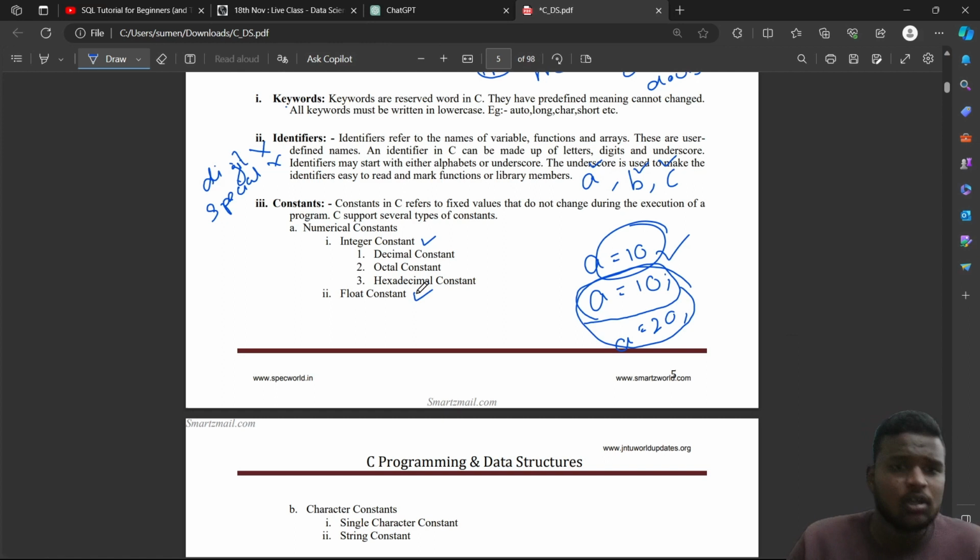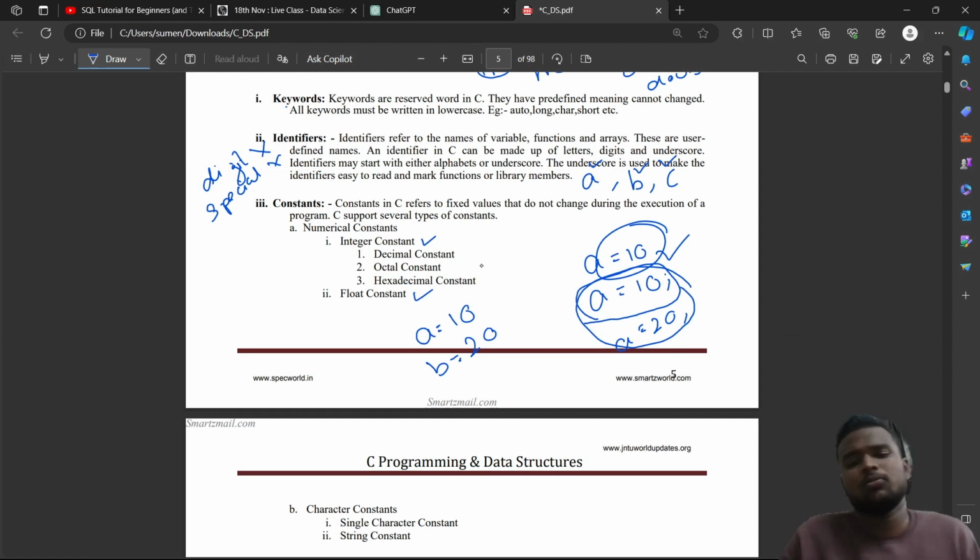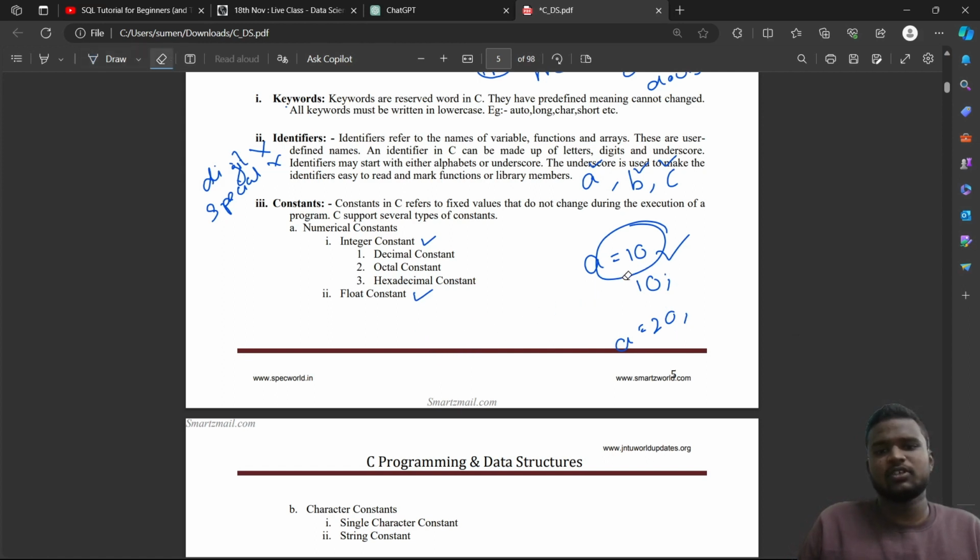Now coming to the integer constant, what is a decimal constant? Decimal constants are decimal numbers. For example, A equals 10 is a decimal number, and B equals 20 is a decimal number. And then octal. Before going into the integer constants, one thing I want to explain. Just give me a second, let me erase these things.